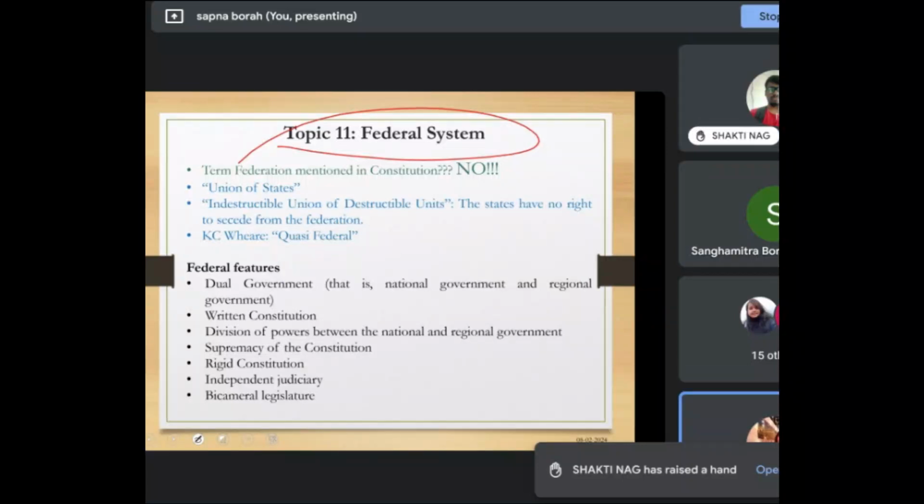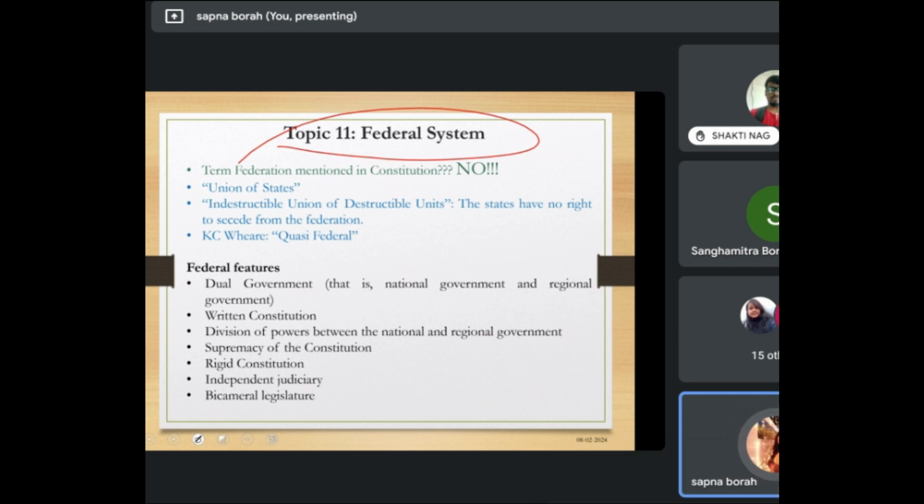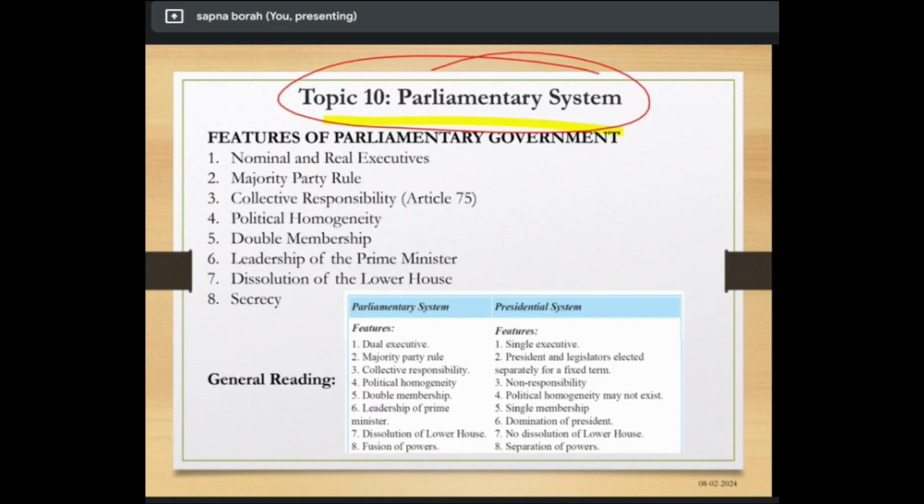Alright, so today's topic is federal system. We had done the parliamentary system, and the question pattern, I told you, they ask very often. They'll ask you the features directly. So you should know these features by default. You don't need to go into much detail, but you need to know the basic meaning.